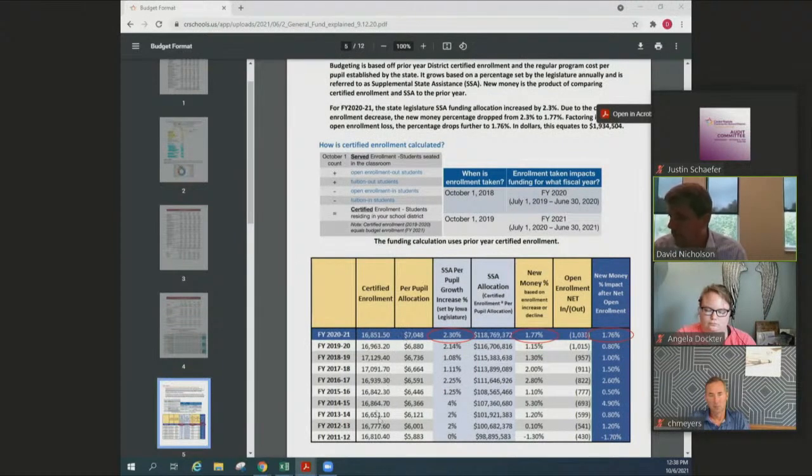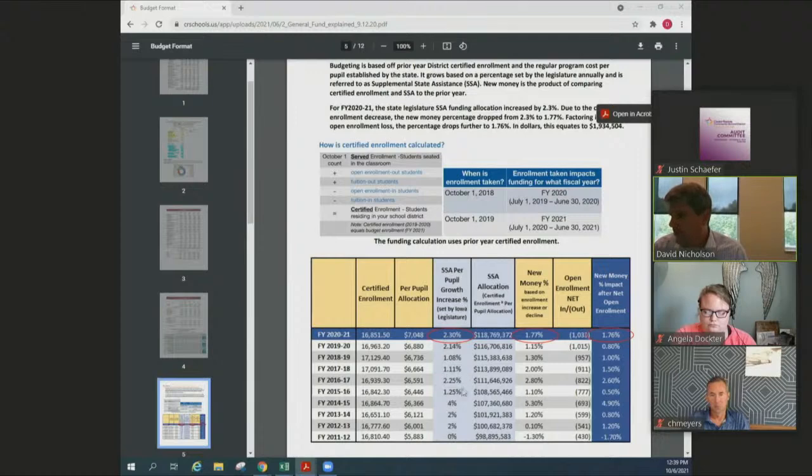You can see our certified enrollment prior to this year, because this is not updated yet, but we did drop 614 kids. So if we're FY22, that number is 614 less than this number. So we dropped, and that played a big impact on where we're at. But historically, you can see where our certified enrollment numbers have been.